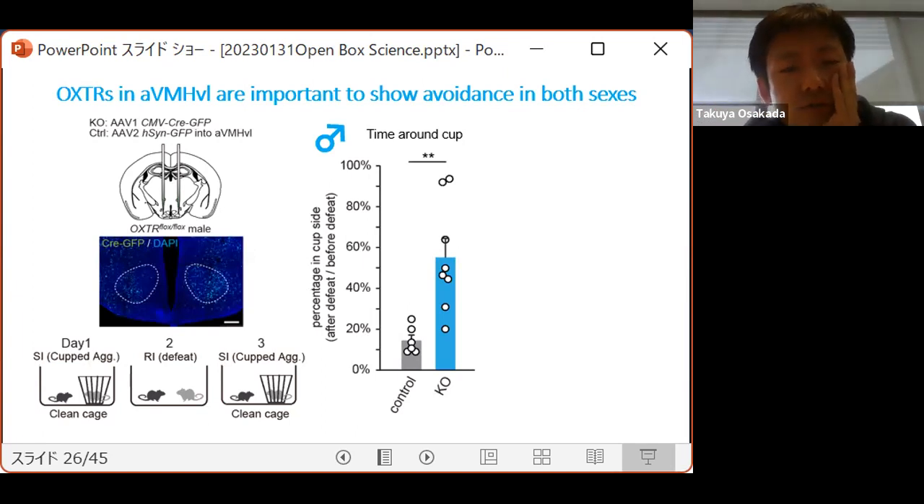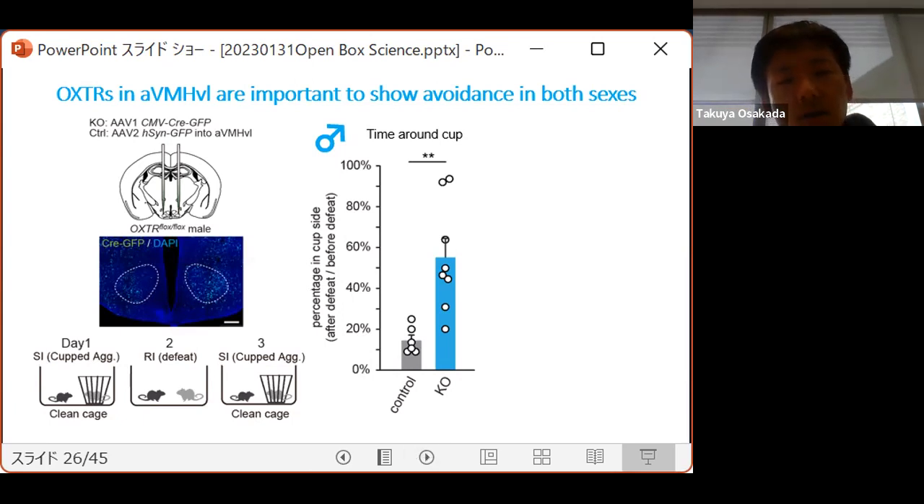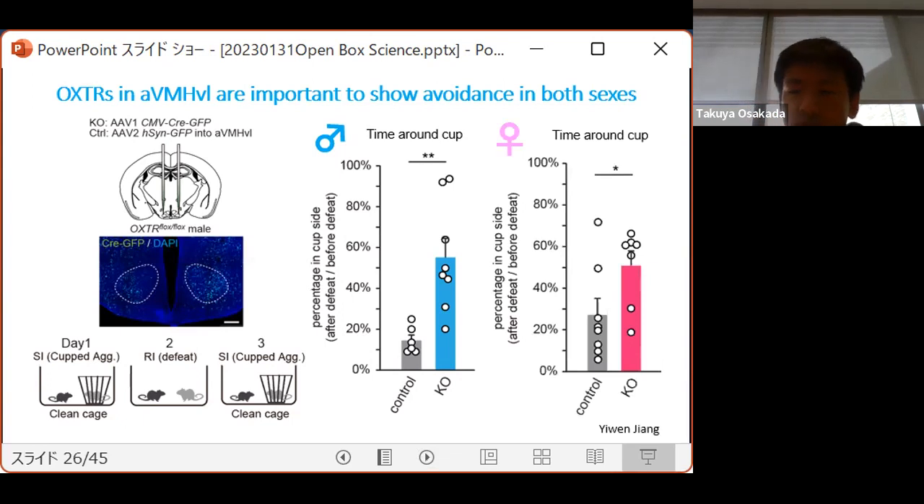Here, the control group, shown in gray, only shows 20% of visits towards the aggressor's cup. However, in the lesion-specific knockout, it's not 100%, but the avoidance behaviors are much weaker than the control. That means the oxytocin receptors in the anterior part of the BMHBL are important for showing avoidance behaviors. We did the same analysis using female mice. In the female case, we used mothers as aggressors, and the same trend was observed. So the importance of the oxytocin receptors in the anterior BMHBL is common between males and females.